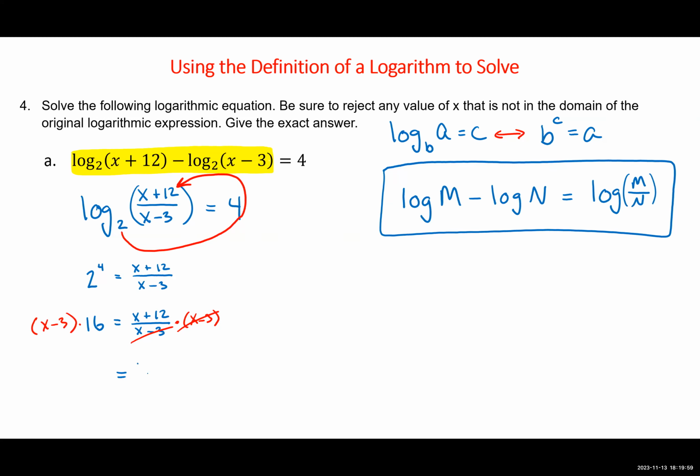So on the right, we've canceled off the bottom. We've got x plus 12. And on the left, the 16 is being multiplied by x minus 3. So we've got to do x times 16 and a minus 3 times 16. So that's 16x minus 48.